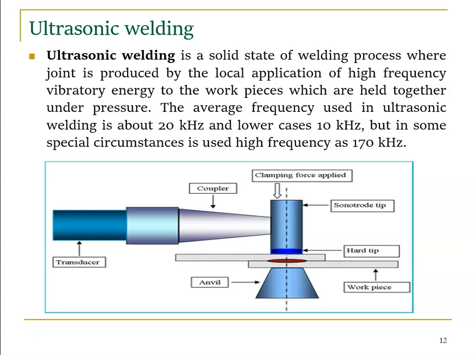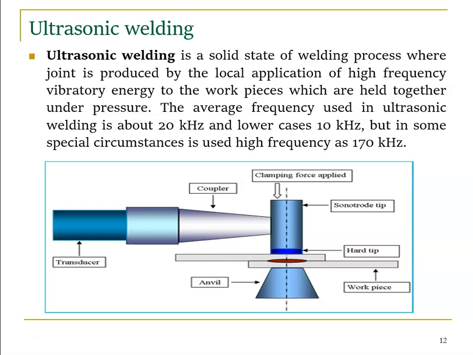So it is a solid state welding process where the joint is produced by the local application of high frequency vibratory energy to the workpieces, which are held together under pressure. The average frequency used in ultrasonic welding is 20 kHz and in lower cases 10 kHz. So it will be in the range of 10 to 20 kHz on average. But in some special circumstances we use up to 170 kHz, right?